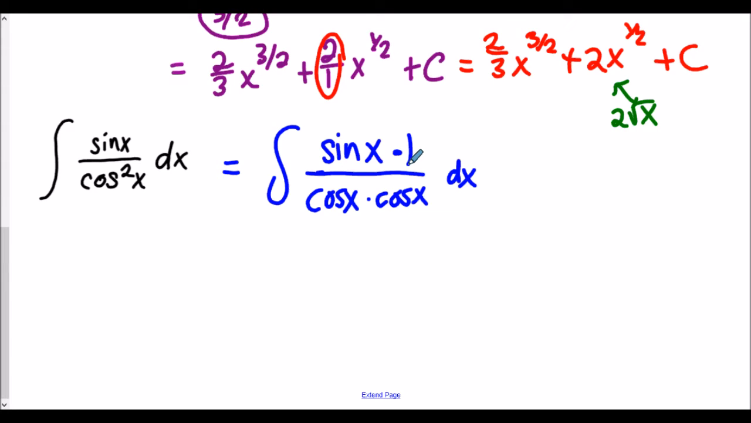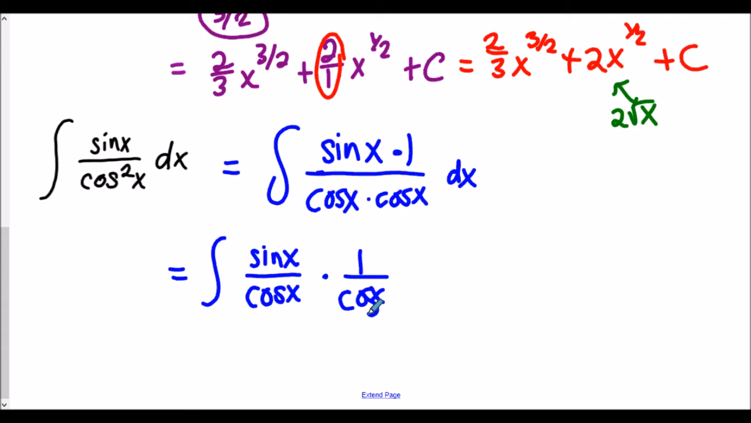Well, if these are all multiplied, we could just split it up into two fractions that are multiplied. So we can also rewrite this as sine x over cosine x times 1 over cosine x. Oops, forgot the s. Basically, we just split it up right here and said times, one big times instead of two in the same fraction. And then I need my dx on the end.